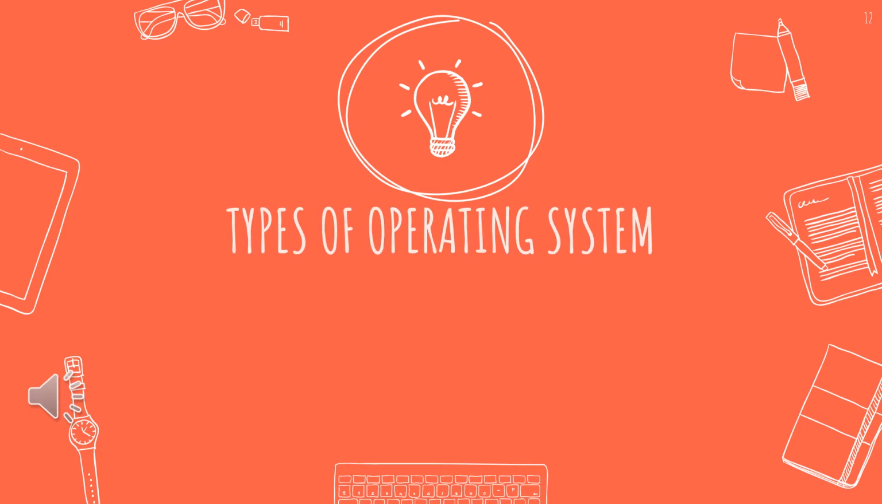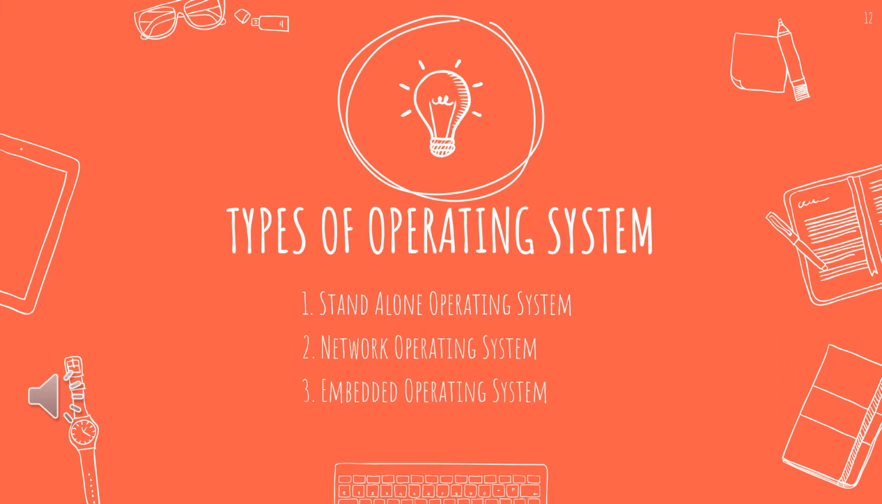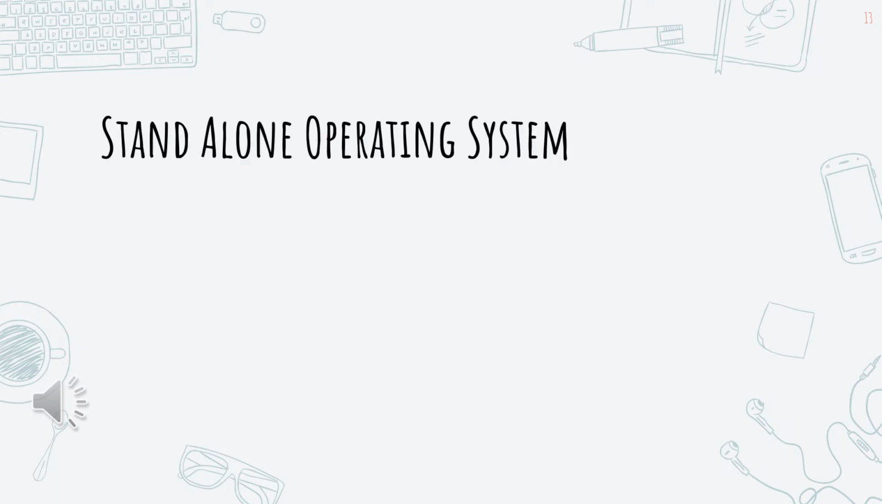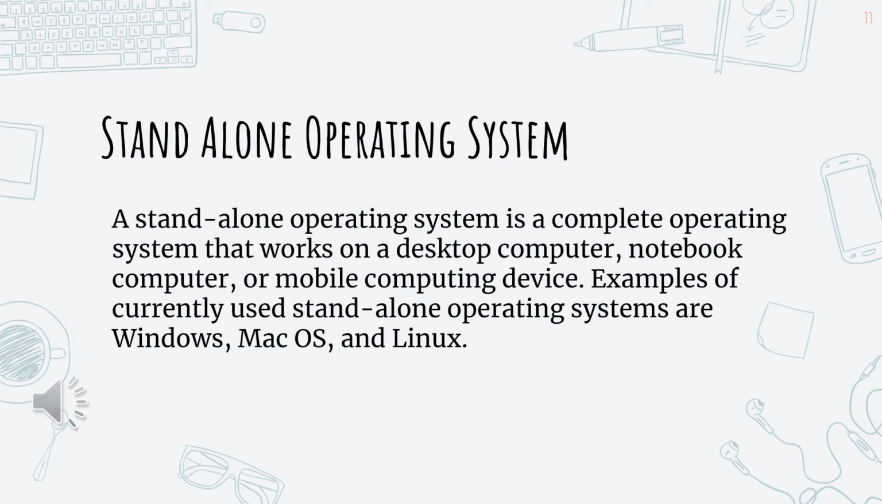Types of operating system. First, standalone operating system. Second, network operating system. Third, embedded operating system. Standalone operating system. A standalone operating system is a complete operating system that works on a desktop computer, notebook computer, or mobile computing device. Examples of currently used standalone operating systems are Windows, macOS, and Linux.